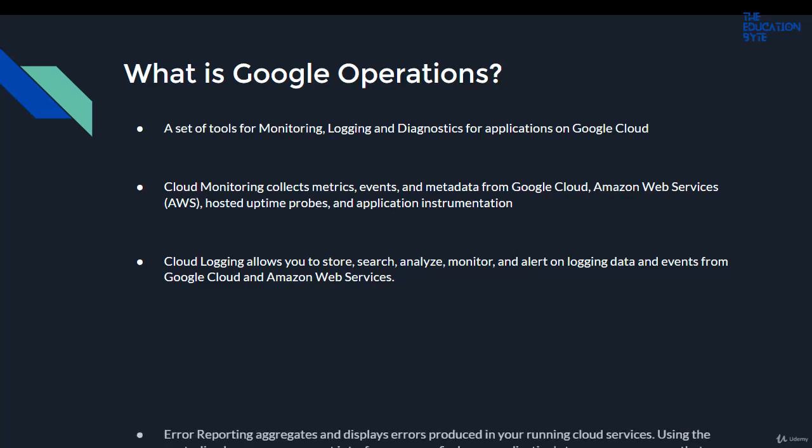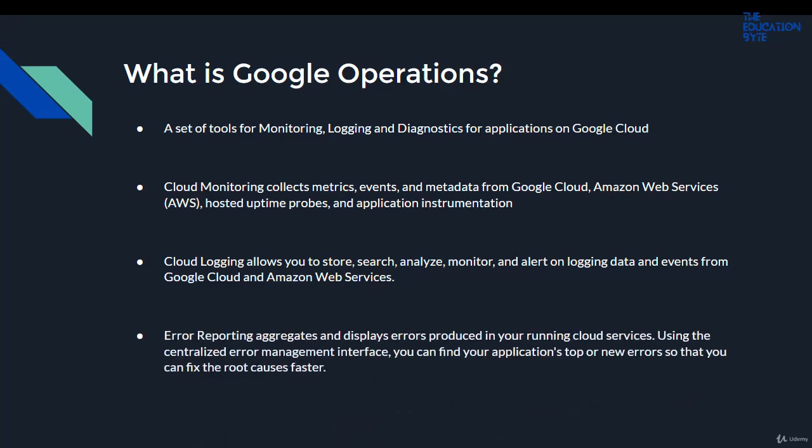And finally, Error Reporting aggregates and displays errors produced in your running cloud services. Using the centralized error management interface, you can find your application's top or new errors so that you can fix the root causes faster. You can report errors from your application by sending them directly to Cloud Logging with proper formatting, or by calling an Error Reporting API endpoint that sends them for you.